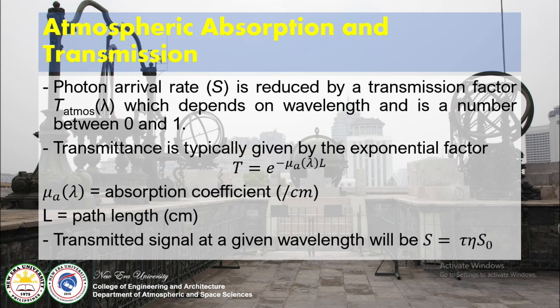The transmitted signal at a given wavelength is basically S. Again, this is the photon arrival rate: tau, which is the combination of all transmission factors including atmosphere, telescope, and the CCD or the instrument; eta, which is the quantum efficiency of the detector, with values between 0 and 1; and S naught, which is the incident photon arrival rate. The incident photon arrival rate multiplied by the transmission factors and the quantum efficiency of the detector will be the transmitted signal.